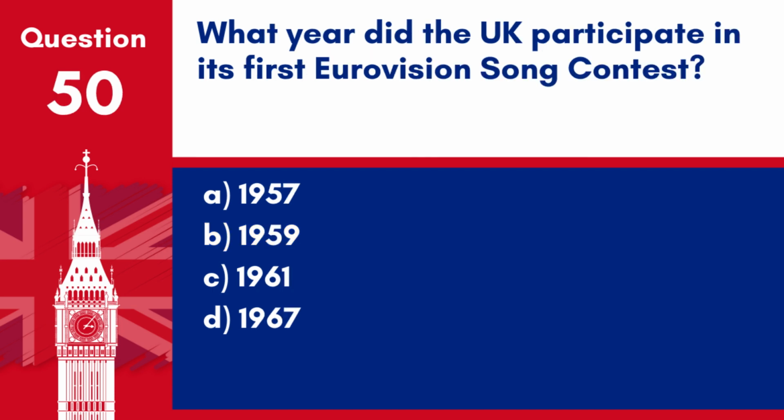Question 50. What year did the UK participate in its first Eurovision Song Contest? A. 1957. B. 1959. C. 1961. D. 1967. Answer A. 1957. The UK participated in its first Eurovision Song Contest in 1957.